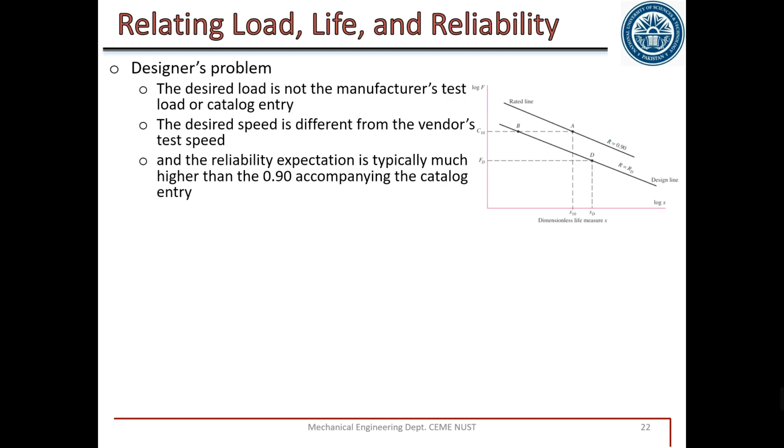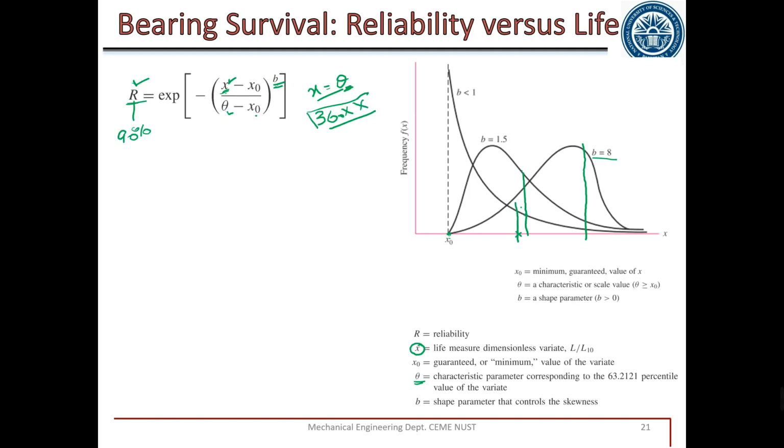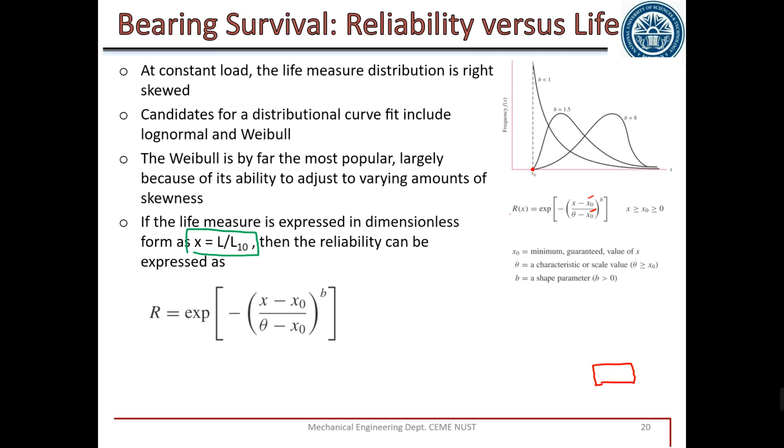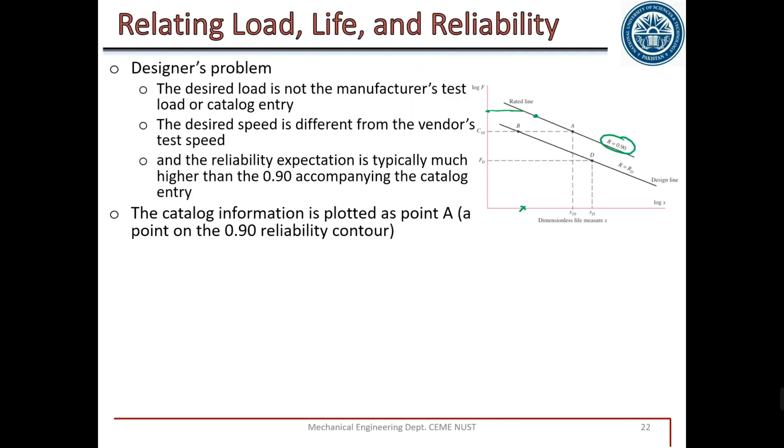What is the designer's problem? The designer's problem is that all the catalog values are calculated or given with reference to R equal to 0.9. If you have this load, just go here and you get the life, and this ratio is already given, that we have already used here. This is the equation, the two-parameter equation. F and D points were on the same line of reliability 90%. So that is the 90% reliability line.